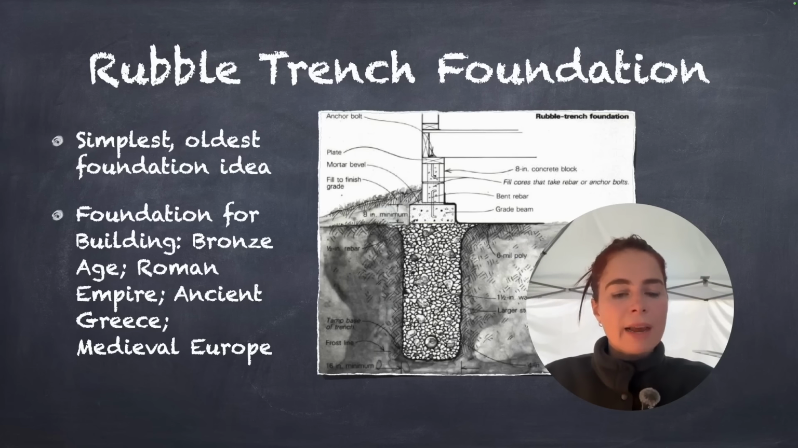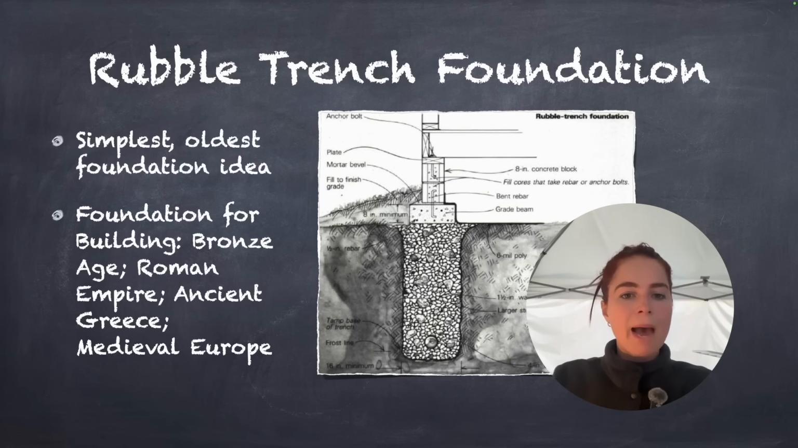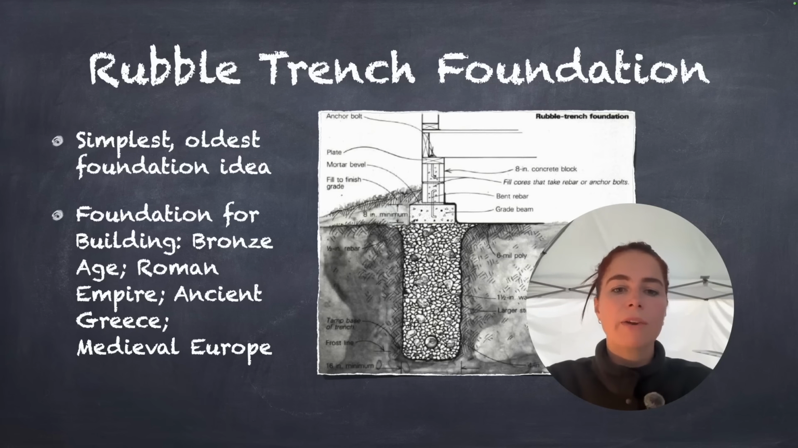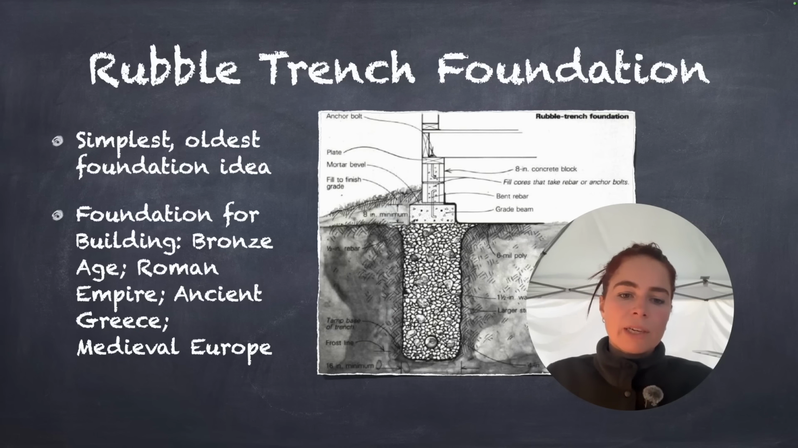So to understand how we got to where we are today and to explore some of the ancestral wisdom that we may have lost along the way, it really helps to take a step back and look at how we created foundations before basements and crawl spaces were even an idea. One of the oldest and simplest foundation ideas is something called the rubble trench.